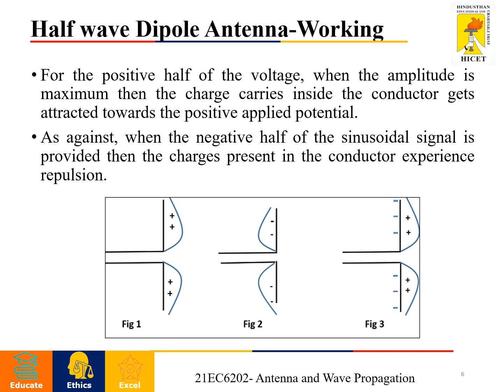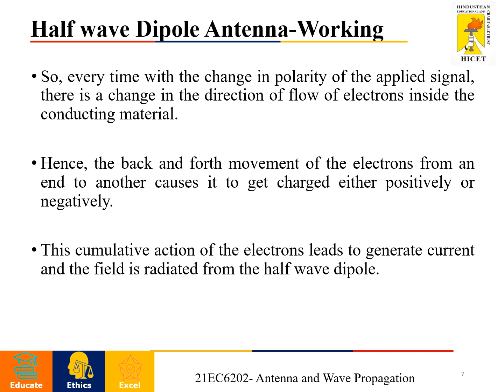Half-wave dipole antenna working. For the positive half of the voltage, when the amplitude is maximum, then the charge carriers inside the conductor get attracted towards the positive applied potential. As against, when the negative half cycle of the sinusoidal signal is provided, then the charges present in the conductor experience repulsion. So every time with the change in polarity of the applied signal, there is a change in the direction of flow of electrons inside the conducting material.